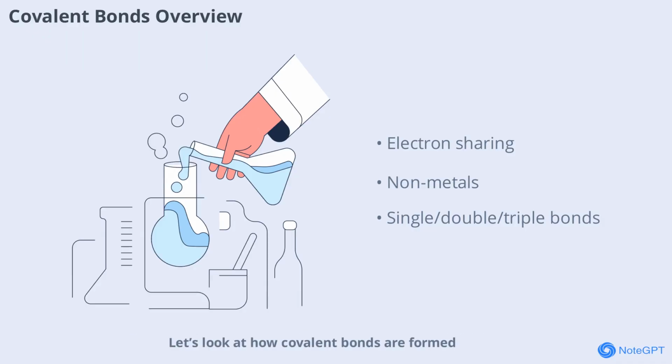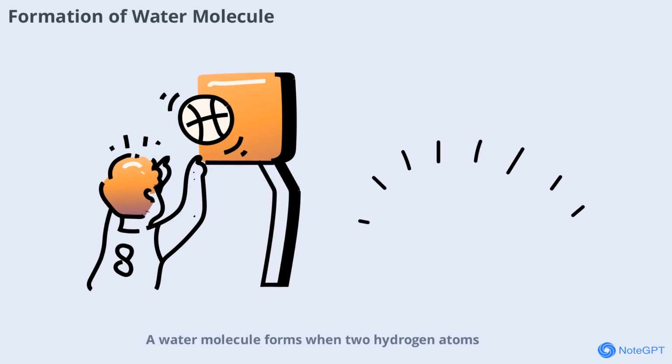Let's look at how covalent bonds are formed and why they are so important in chemistry. Water molecule forms when 2 hydrogen atoms each share an electron with 1 oxygen atom. This sharing allows all 3 atoms to achieve stable electronic configurations. The result is a molecule held together by strong covalent bonds. Water's unique properties, such as its high boiling point and ability to dissolve many substances, are due to these bonds. Covalent bonding is essential for the structure and function of countless compounds in nature.